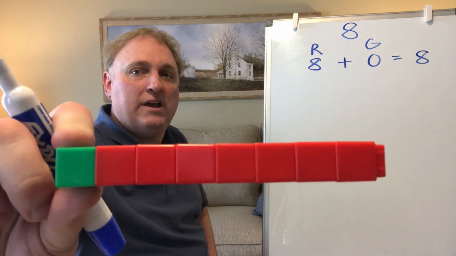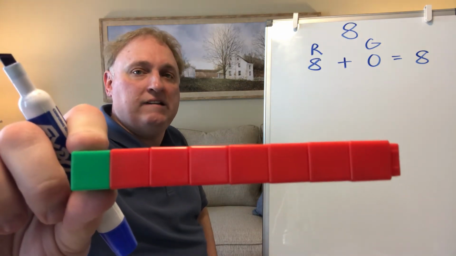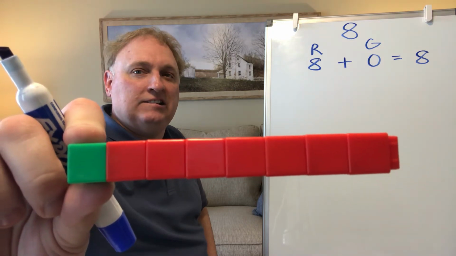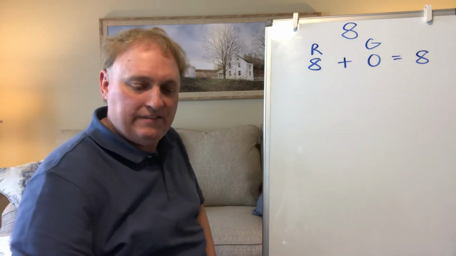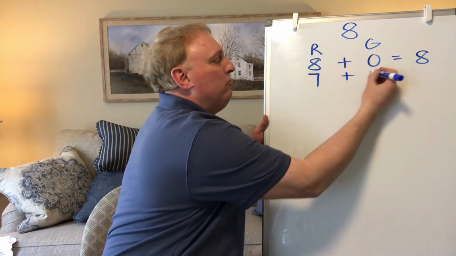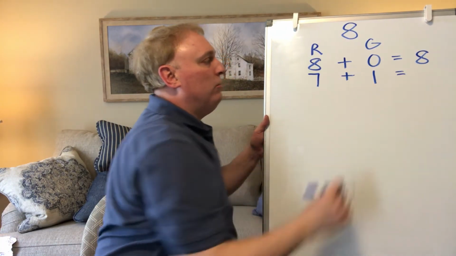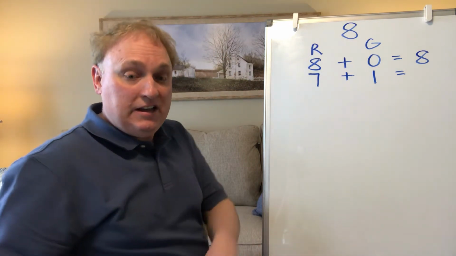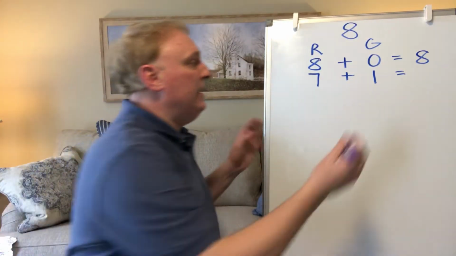Count the red real quick. Count the green. Okay. I counted 7 red plus 1 green equals 8. Excellent.